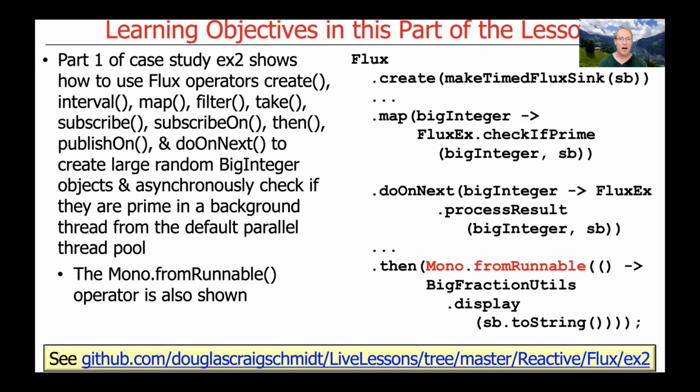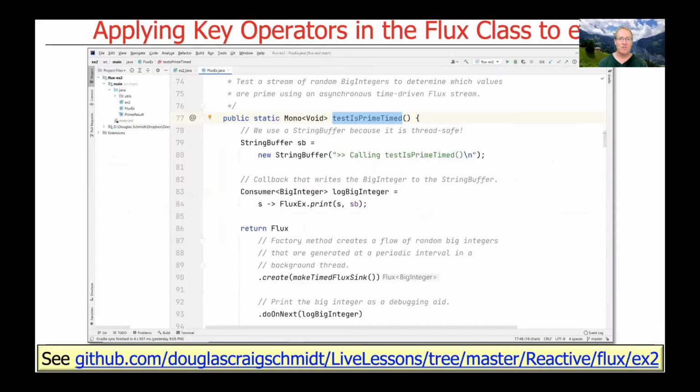We also show how the Mono fromRunnable operator can be applied as well. You can find this example and the source code enclosed in the link at the bottom of this slide. So go ahead and clone that and follow along as we walk through the code itself.